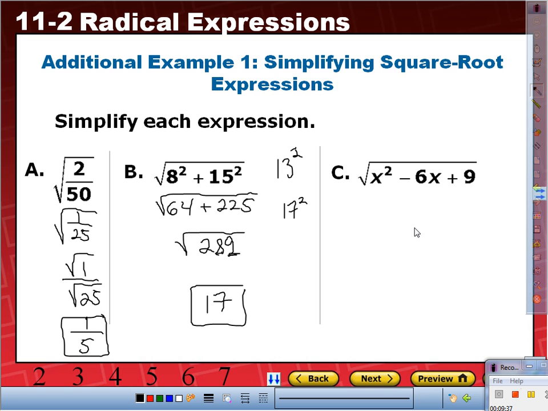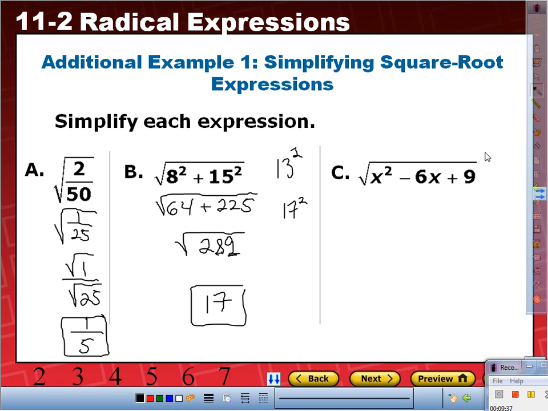Everybody see that? Okay, let's go to the last one. Step 1, simplify. Can we simplify any more in here? We can't combine like terms. There's no common GCF or anything. Step 2, factor completely.